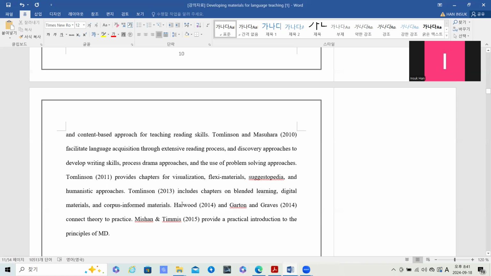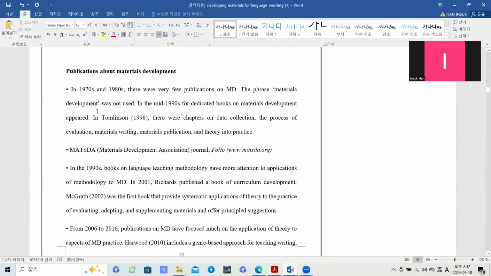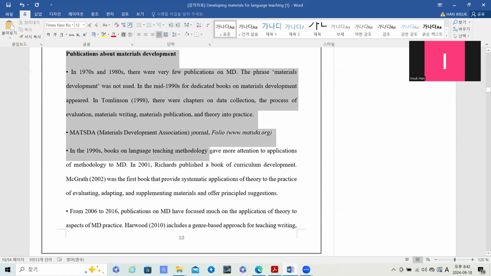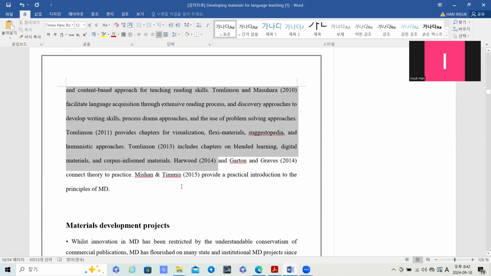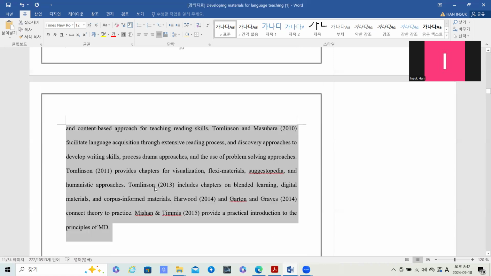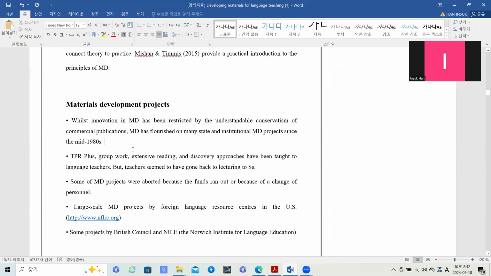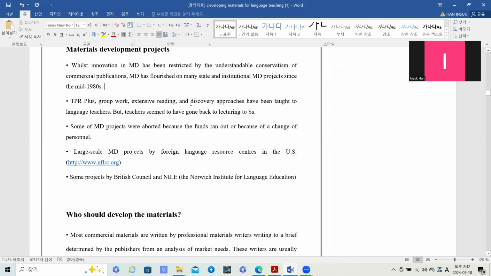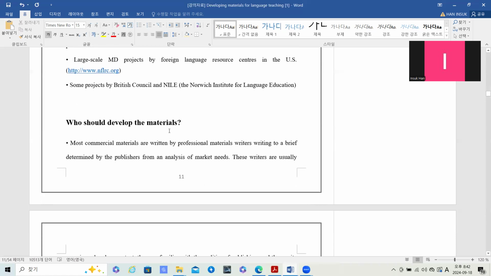And 2014, other writers connect theory to practice. And 2015, Michon and Timis provided practical instruction to the principles of MD. Dr. Timis was my supervisor when I was doing my PhD in a UK university. So this is a simple and very, very effective brief of the development of the material development areas. You can read through here by yourself. And let's look at the next one.